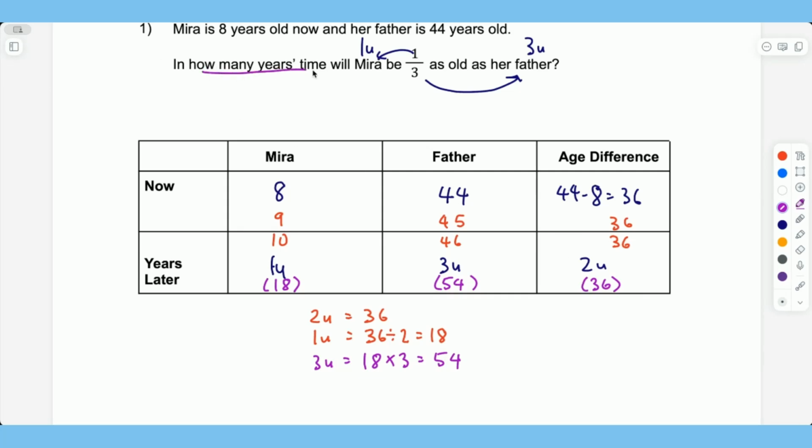So in how many years' time? That means how many years have passed? Right now, Myra is 8 years old. And years later, when she's 1/3 the father's age, she's 18 years old. So how many years has passed? That will be 18 minus 8, and that gives us 10. Hence, in 10 years' time, Myra will be 1/3 as old as her father. In other words, in 10 years' time, her father will be 3 times as old as Myra.